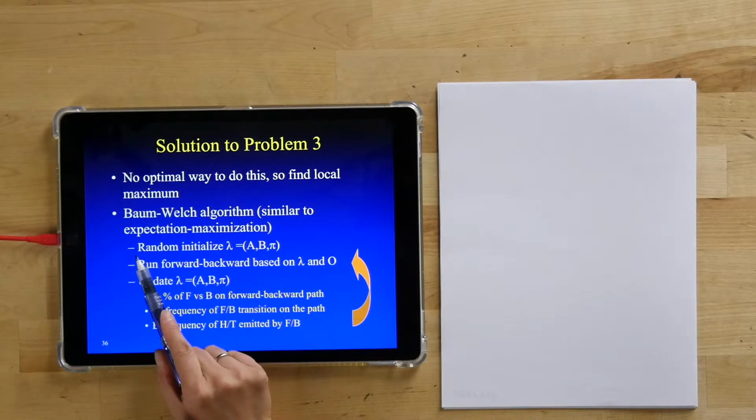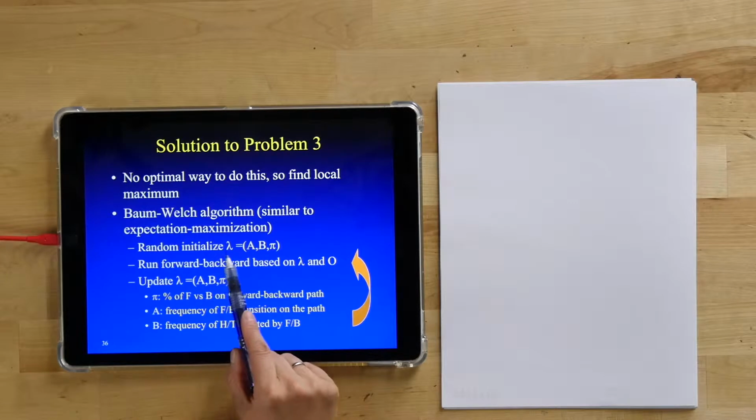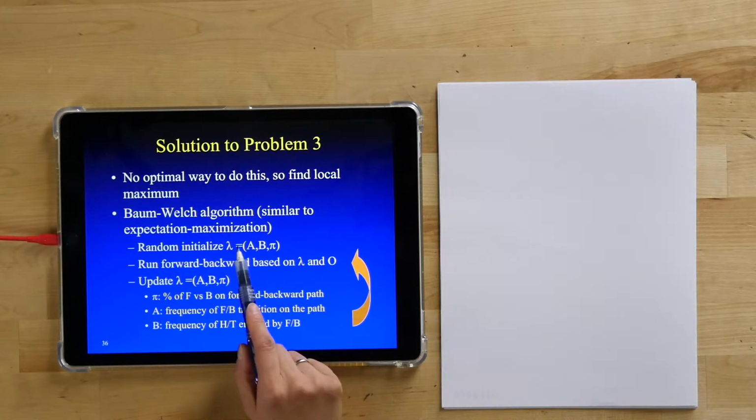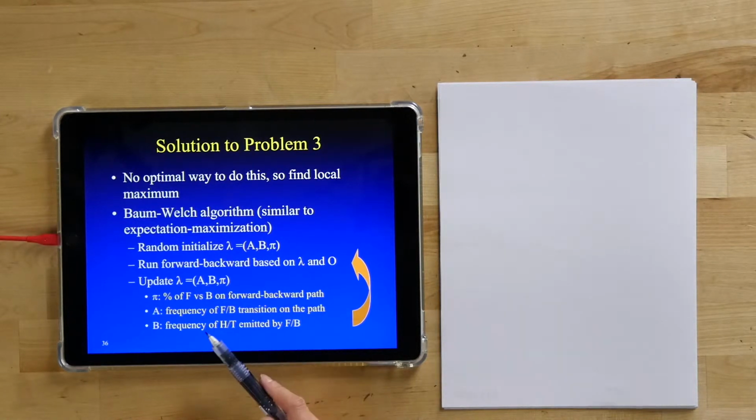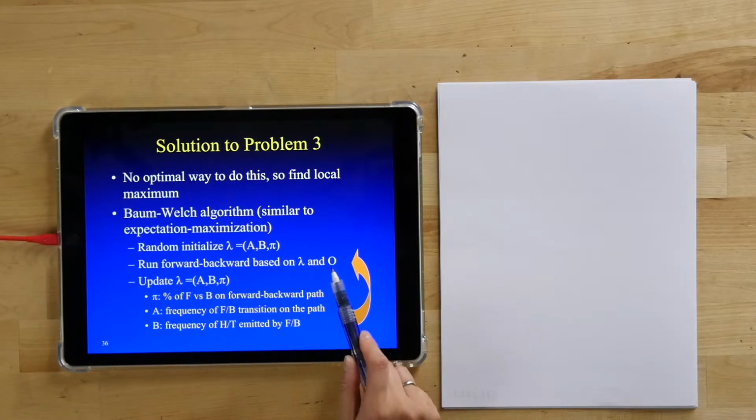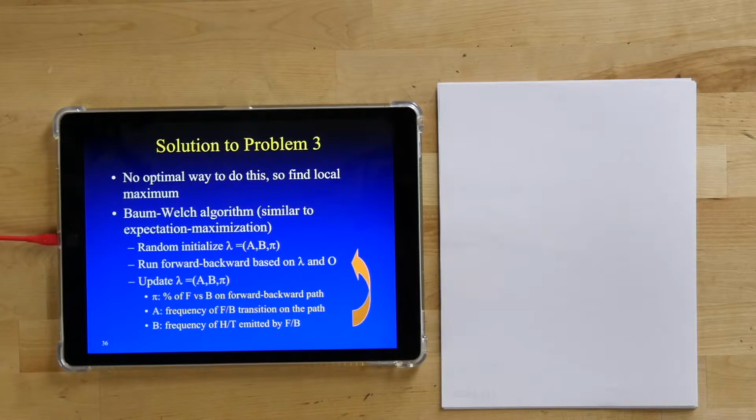So the idea is we randomly initialize some parameters for the hidden Markov model. And then based on the observations and this randomly assigned parameter, we try to guess the hidden states underneath all the coin flips. And then based on the predicted hidden states, the coins we use, we can update the parameters in the hidden Markov model. And then we iterate this process, hopefully that it will converge onto something.